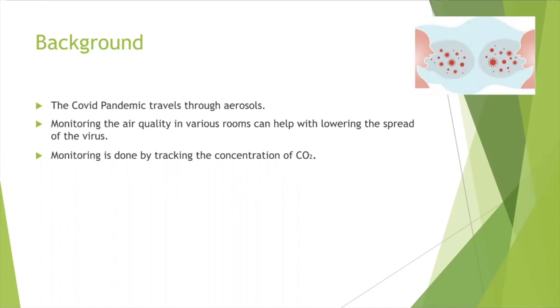One of the ways to help slow the spread is to monitor the air quality of rooms to see the concentration of CO2. The amount of CO2 in the room can show how well the air is being ventilated. If the concentration of CO2 is really high, then that means the air is not being ventilated well. Steps can be taken to lower the concentration by opening a window, lowering the amount of people in the room, simple things like that.